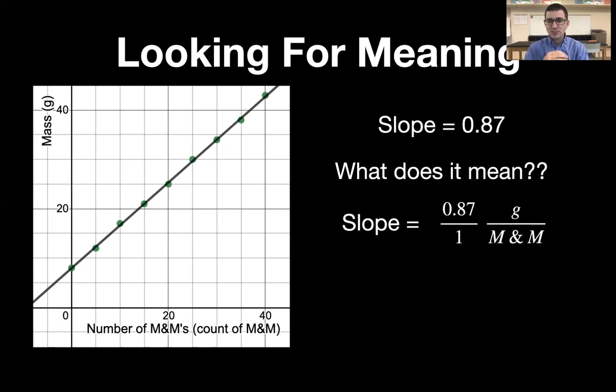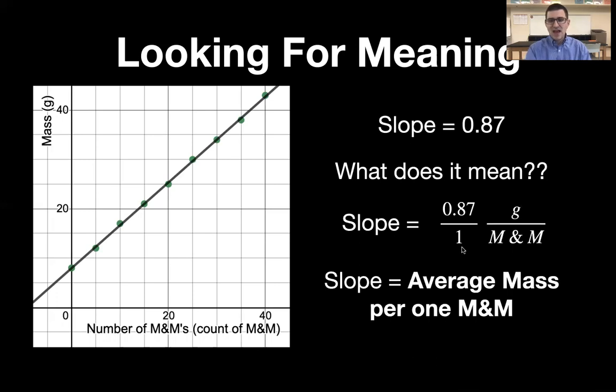Or you could write that as 0.87 grams divided by 1 M&M, which allows us to more easily see, using dimensional analysis, that the meaning of the slope is the average mass per 1 M&M. So every time we add 1 M&M, on average, some are a little bit higher, some a little bit lower, but on average, the mass of a single M&M is 0.87 grams, which we might not have been able to see had we not looked at the units. So that's another example in which dimensional analysis, aka looking at units, really helps us to solve problems.